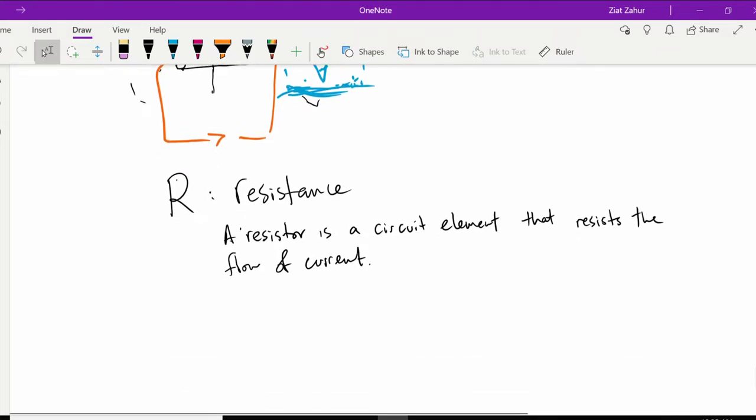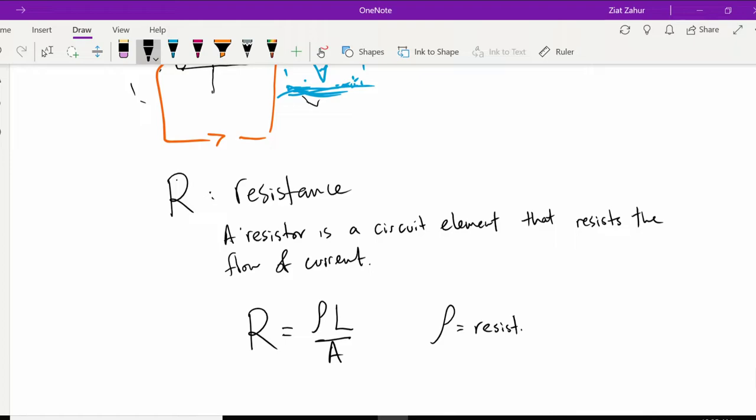Now, there is an equation, so let's take a look. R is equal to rho times L over A. Where R, of course, is your resistance. Rho is called the resistivity. This is, again, a material property. So kind of like spring constant K, it's going to depend on what the spring is made out of. In this case, what material you're using inside your resistor will determine how much resistance you get, how much current can flow through that resistor. So a material property.